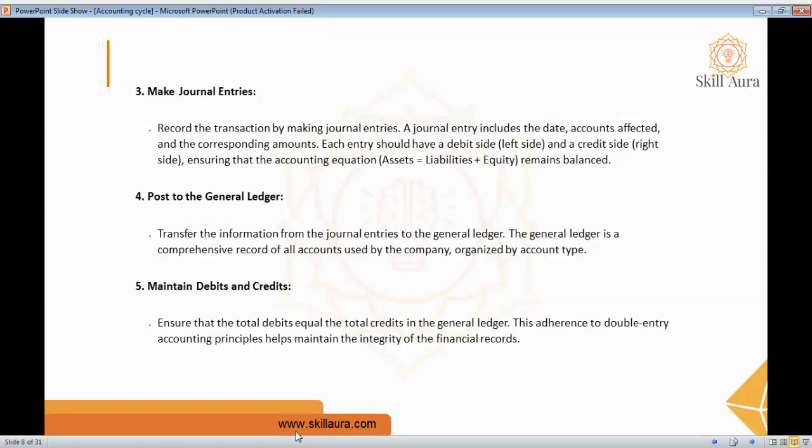And the next step is maintain the debit and credit. Here, if the debit amount is 1,000, the credit amount also should be 1,000. Then only it will be balanced. This is very important. In adherence, we follow the double entry accounting principle, where the total debit is equal to the total credit. So it helps in maintaining the integrity of the financial records.